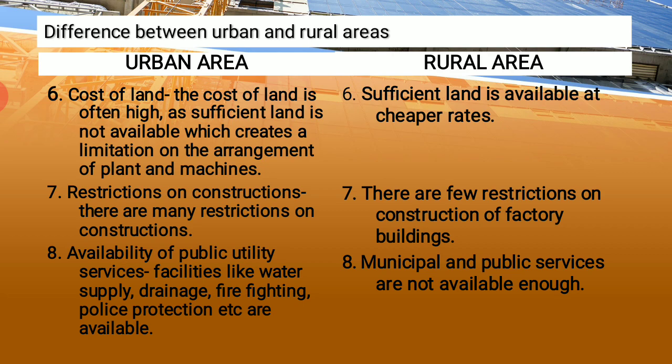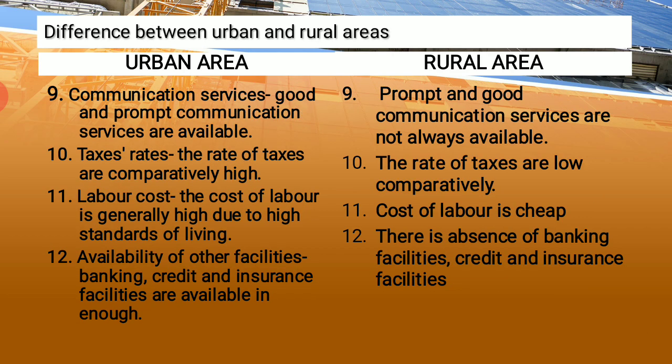Next comes availability of public utility services. There may be enough facilities for water supply, drainage, firefighting, police protection, etc. that may be easily available in the urban areas, whereas the municipal facilities or public services are not available in enough quantity.